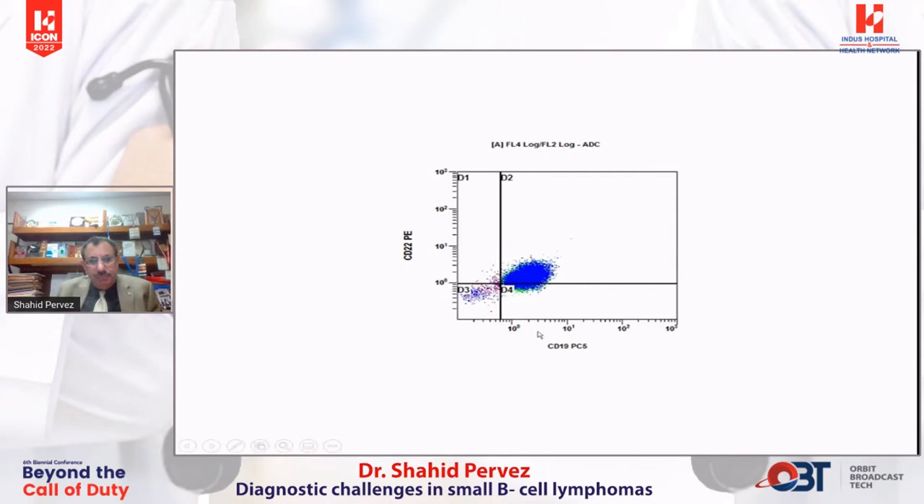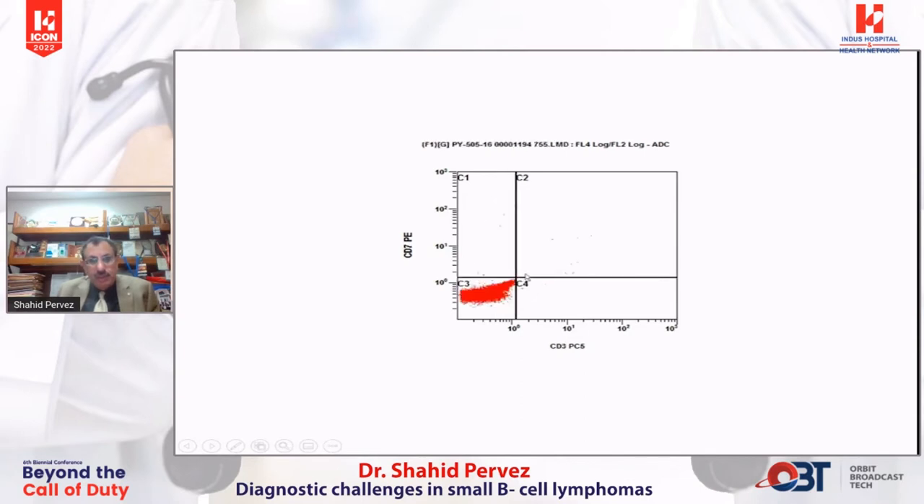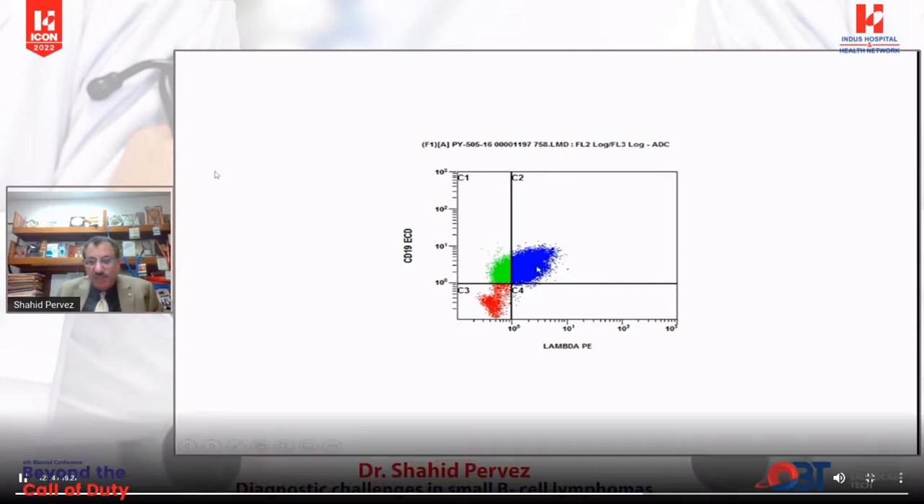Again, you see that CD19 and CD22 are strong positive, double positive, so strong B cell positivity. Other T cell markers besides CD5 are negative, like CD3 and CD7. HLA-DR is positive. Myeloid markers like 13 and 33 are negative. And there is lambda light chain restriction, right? So this population is CD19 positive and lambda positive. So lambda light chain restriction.